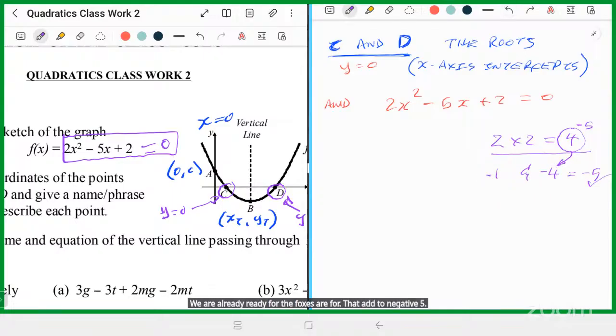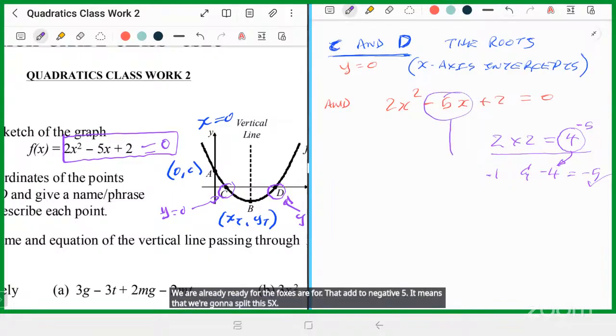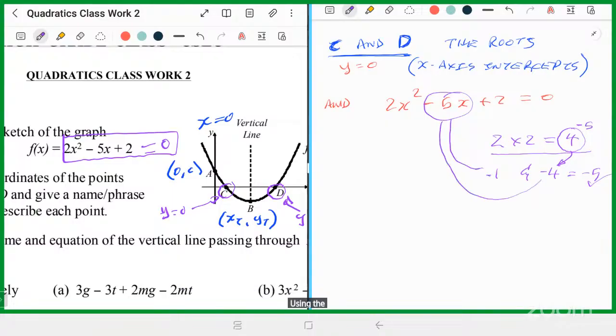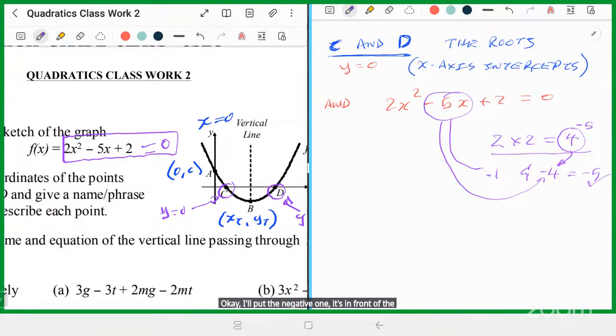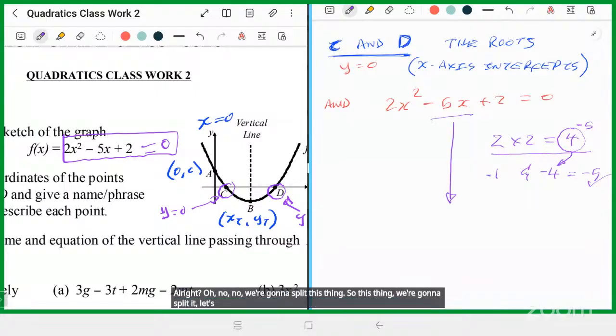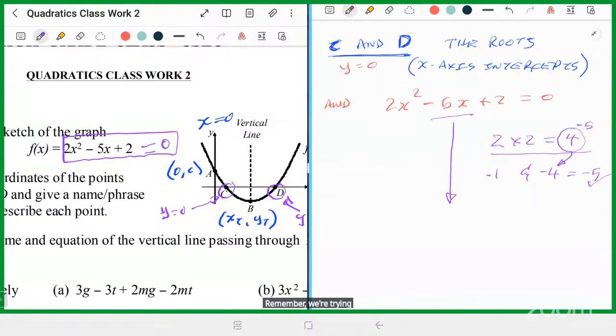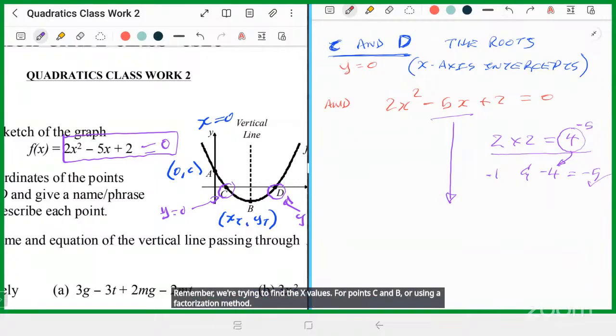It means that we're going to split the 5x using the minus 1x and minus 4x. That's what we use those factors to do, to split the middle term. I can put the negative 4x in front of the negative 1x, or I can put the negative 1x in front of the negative 4x. It doesn't matter. Let's do it down here. Remember, we're trying to find the x values for points C and D. We're using a factorization method to solve the equation.